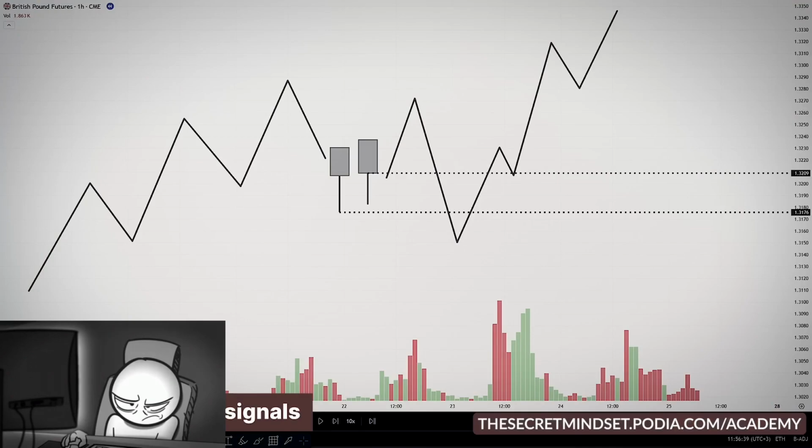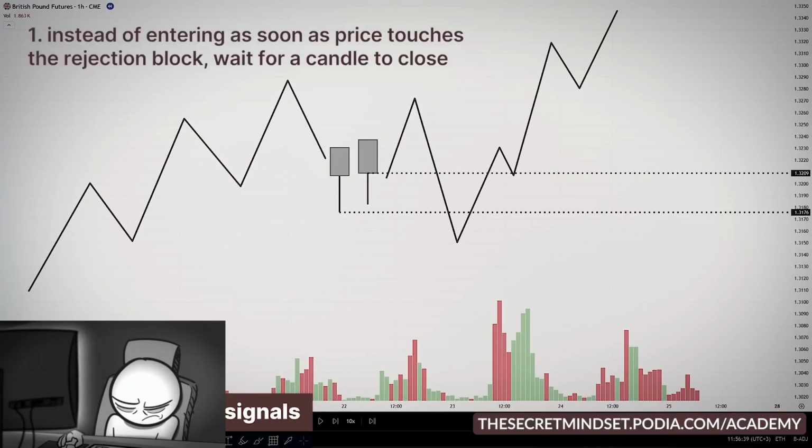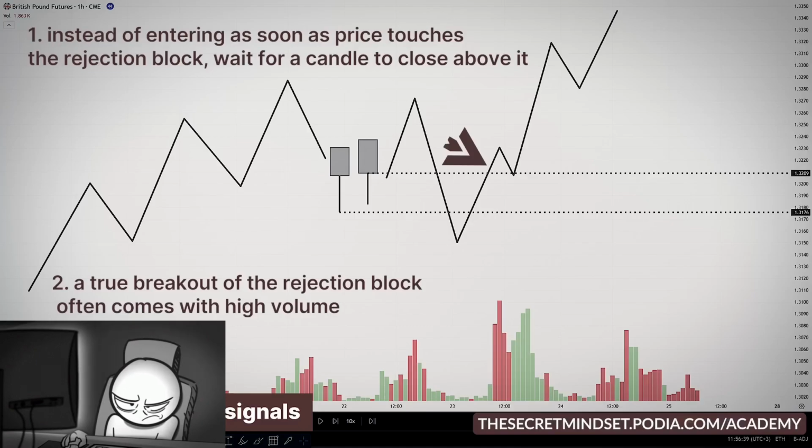To deal with these situations, instead of entering as soon as price touches the rejection block, wait for a candle to close above it. And keep in mind that a true breakout of the rejection block often comes with high volume. If you see price moving below your rejection block, but volume is low, it might be a false move.